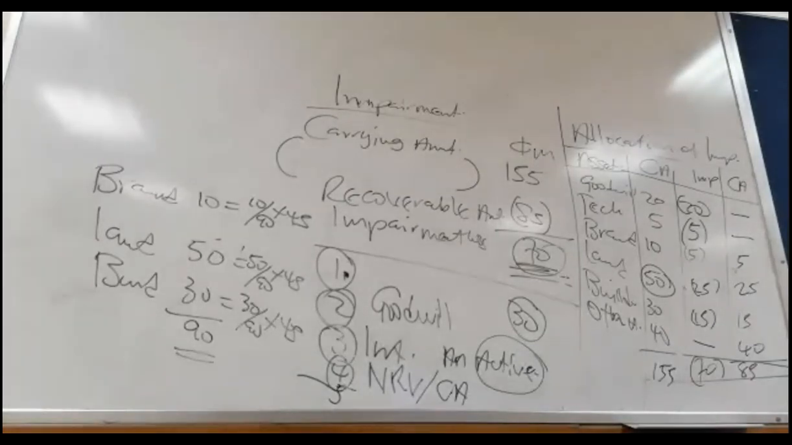Second, we have shared it here. So the assets must be stated at their carrying values after the impairment charge. So for instance, brand will be 5, land will be 25, building 15, other asset 40. So it will be assigned to it. Good.